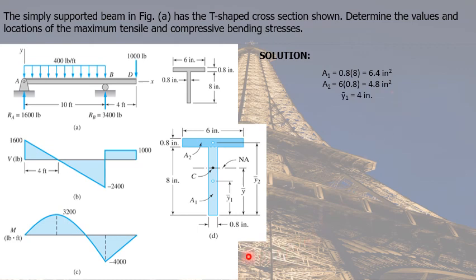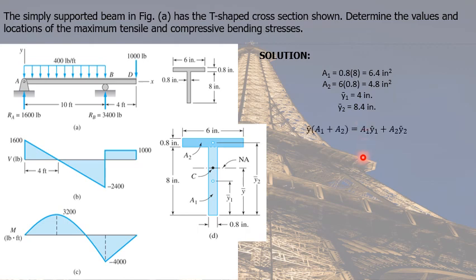Next, we locate the y bar for each area. Y bar will be measured from the bottom. So for y bar 1, or the centroid of area 1, measured from the bottom, that is simply 1/2 of 8 inches, which is equal to 4 inches. And for y bar 2, which is the centroid of area 2 measured from the bottom, we simply add 8 and 1/2 of 0.8. So that is 0.4. So y bar 2 is equal to 8.4 inches.